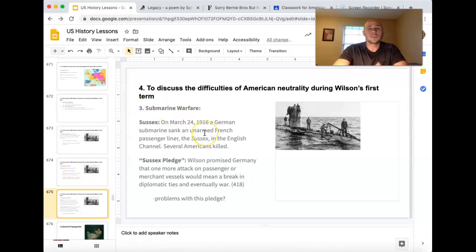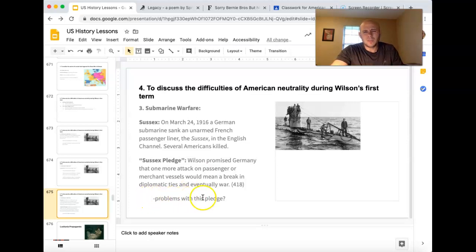Another thing that happened was the Sussex. March 24, 1916, a German submarine sank an unarmed French passenger liner, the Sussex, in the English Channel, and some Americans were aboard, and they died, of course, in the ship's sinking. So Wilson did something pretty bold. He issued what's called the Sussex Pledge. And basically he told Germany, if you attack any more unarmed merchant vessels or passenger vessels, then we're going to break diplomatic ties with you, and it very likely could lead us to going to war with you.